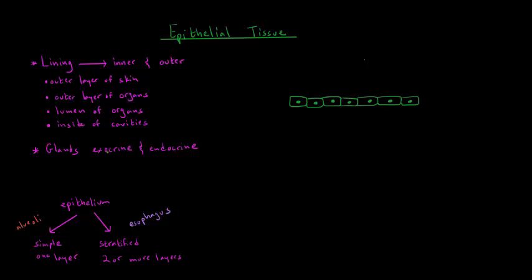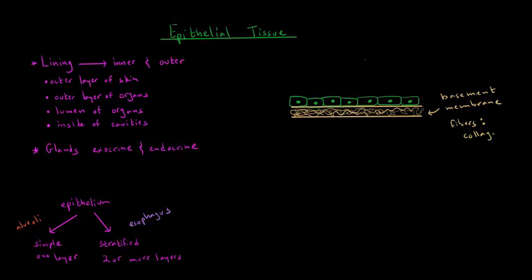Let's take a look at a section of simple epithelium, and epithelial cells are attached to something known as the basement membrane. The basement membrane is not made up of cells, but rather it's made up of different types of fibers. For example, one fiber that can be found in the basement membrane is collagen.